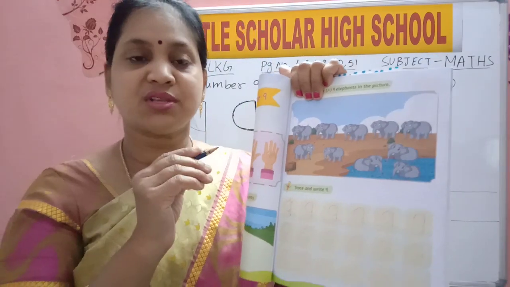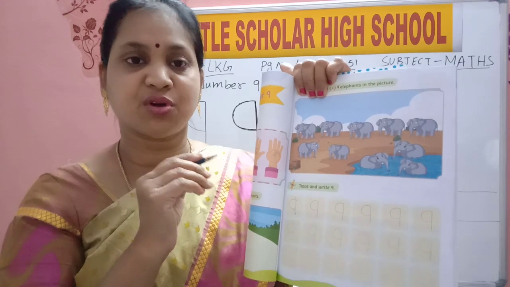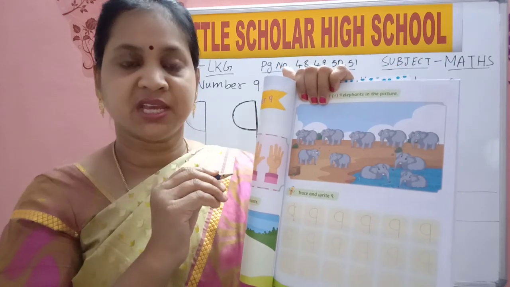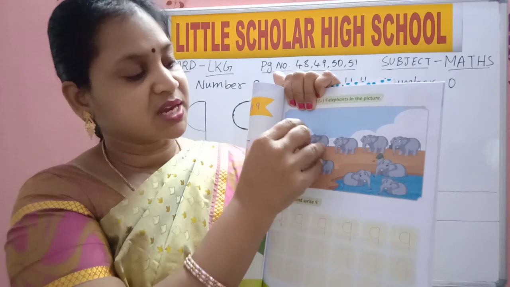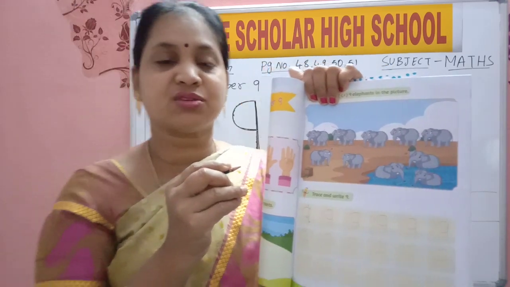Did you do it in your textbook? I crossed 1 elephant in my textbook. Did you finish? Yes, I crossed 1. You too should cross 1. Yes, finish. Cross the second elephant. Second one also I crossed.